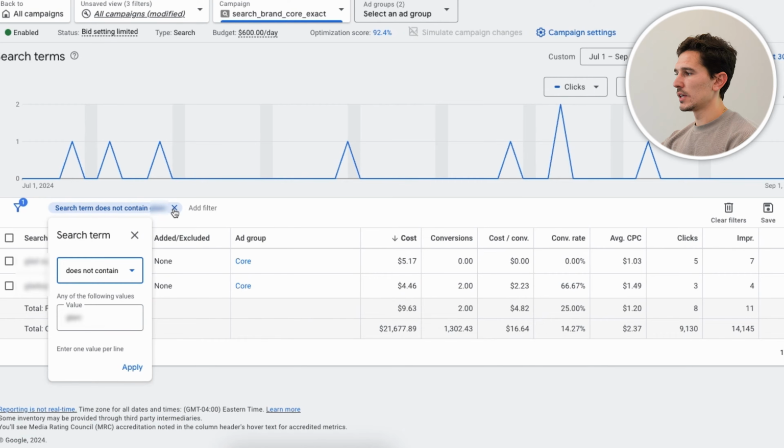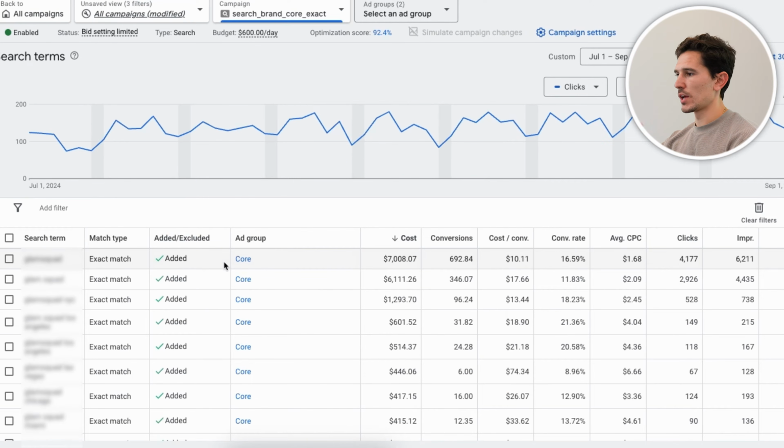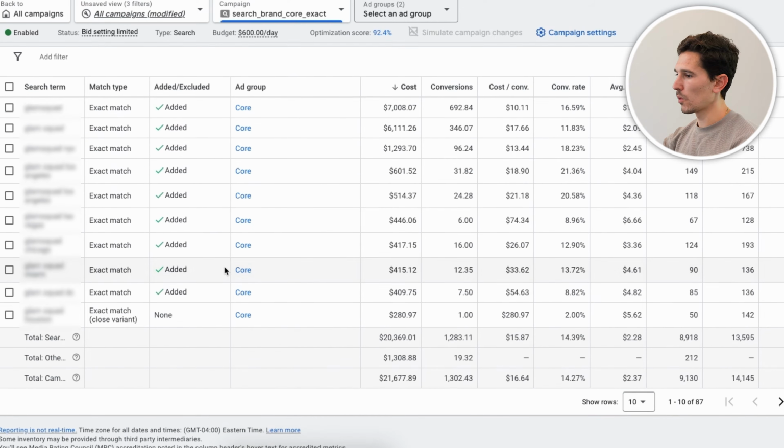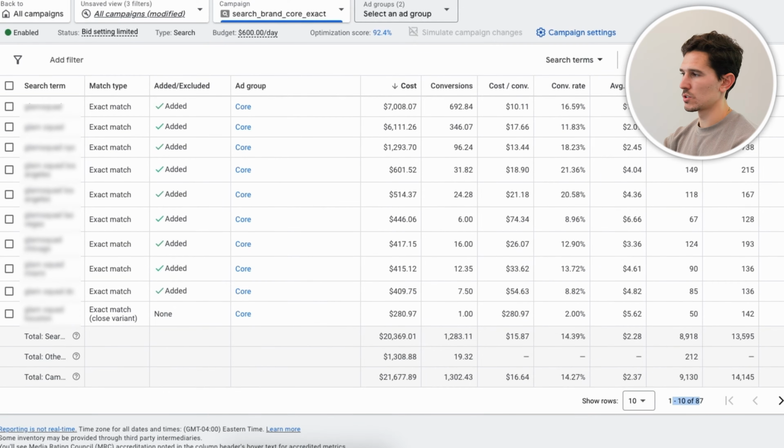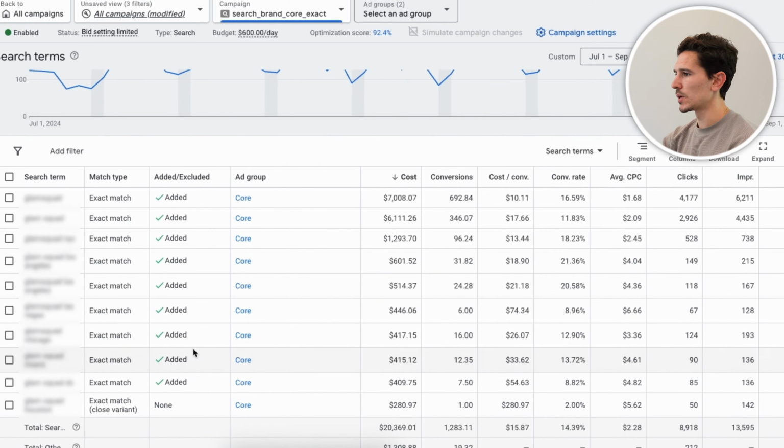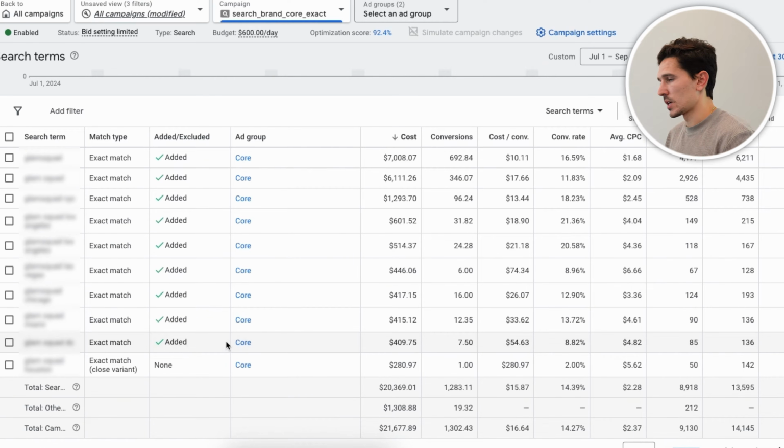Next thing you're going to do is click the X here. So now you're going to see all of your terms together, and you just got to go through them one by one. So we have 87 here, which is really not that bad. This will take 5 or 10 minutes to go through them. What we don't want to do in this campaign is pause things down. We're not in the interest of putting a bunch of negatives in here.